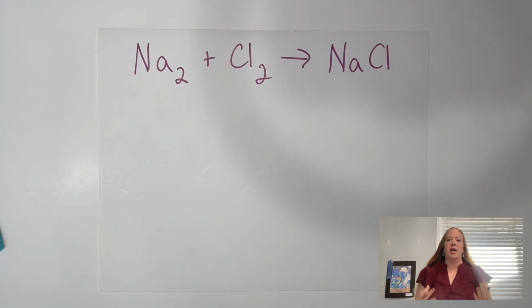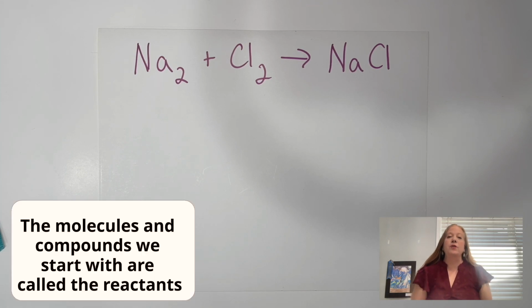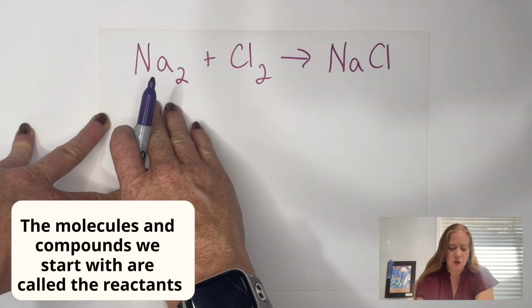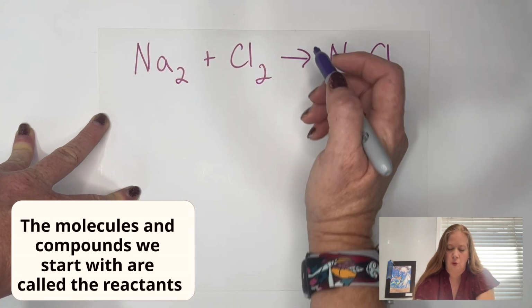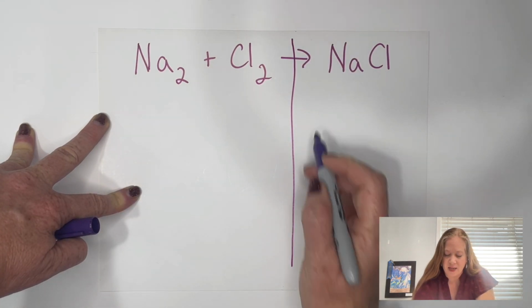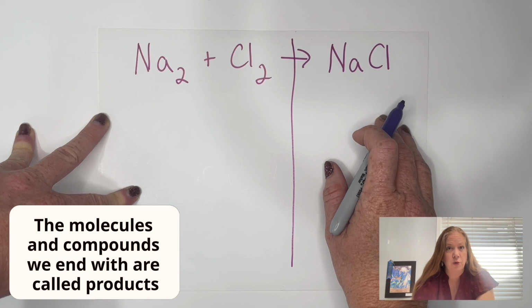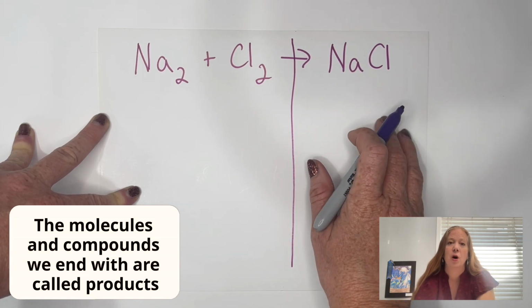Now, let's go ahead and look at this. We start with our reactants. Reactants is what we're starting with. So we're starting with sodium and we're starting with chlorine. And then this arrow shows us what we're producing. Our products are sodium chloride.